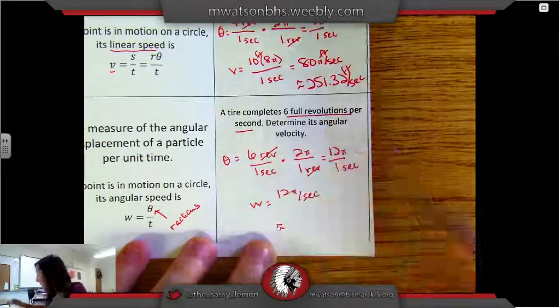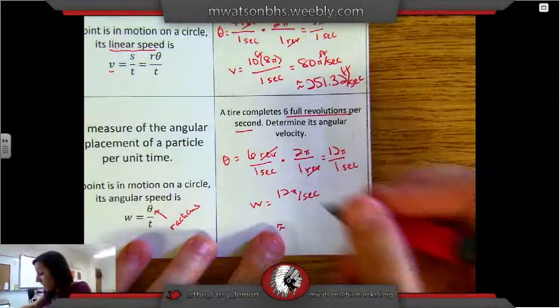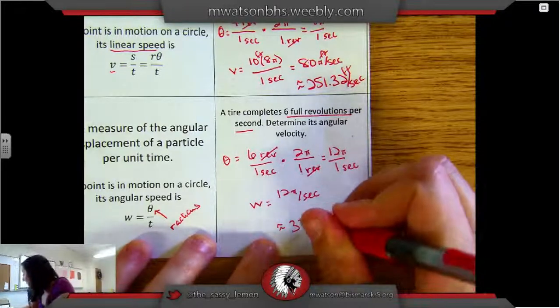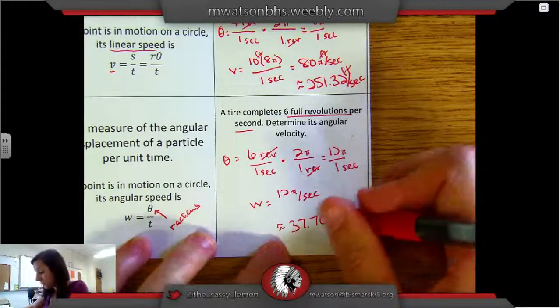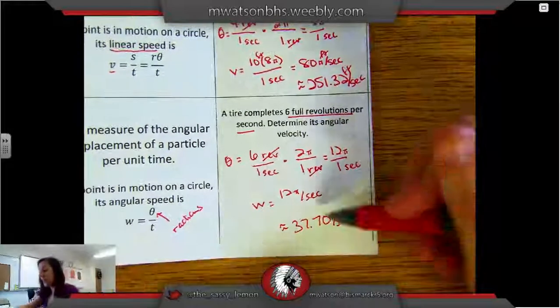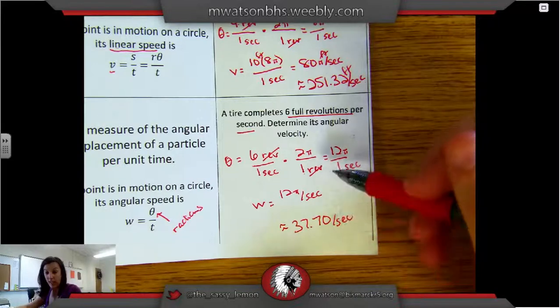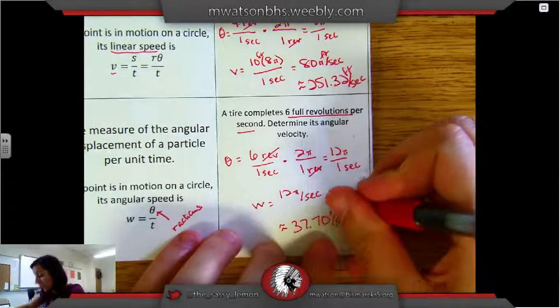You can approximate that and get 37.70 radians per second. And remember, radians are the invisible unit here. So that's why I'm not writing it down. If it really bothers you, though, you can write radians per second.